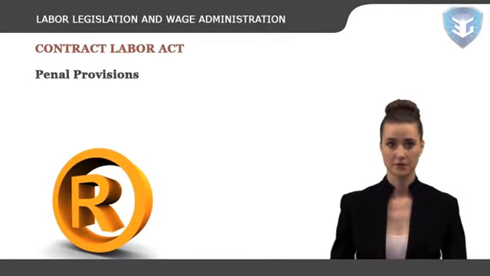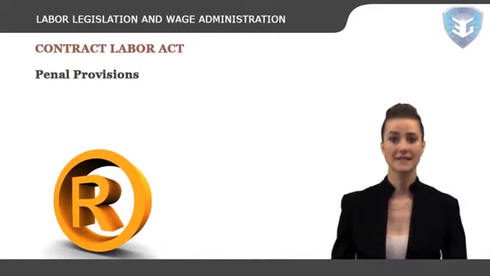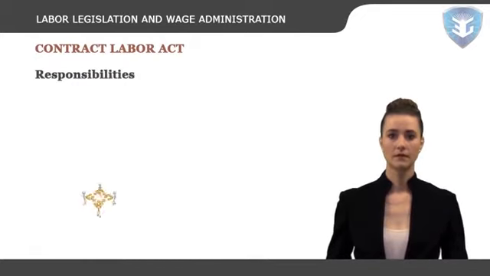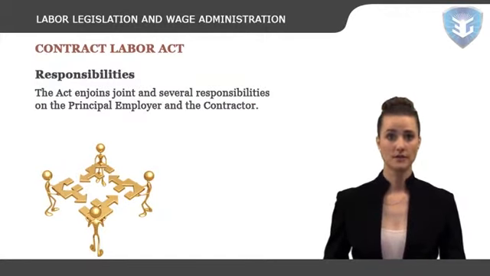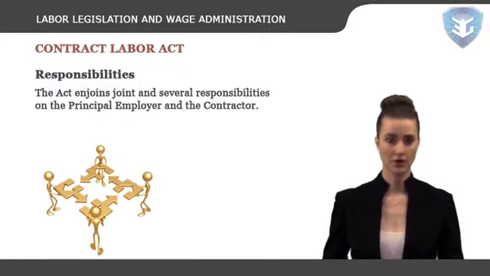Penal provisions. The Act provides that if the principal employer to whom this Act is applicable fails to get registered under the Act, then such principal employer cannot employ contract labor. Responsibilities. The Act enjoins joint and several responsibilities on the principal employer and the contractor.